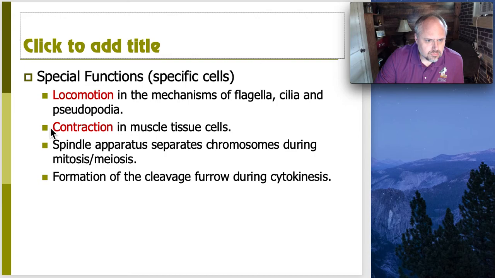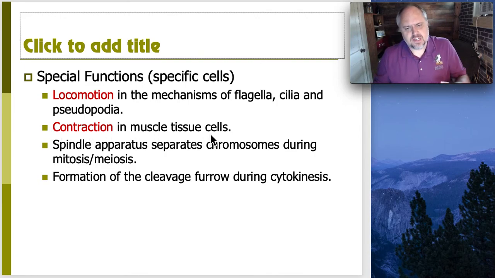The cytoskeleton is also used in contraction. If you've had anatomy, you've studied how the actin and myosin fibers in a muscle cell allow those muscle cells to contract. Myosin is a motor protein, and actin is a cytoskeleton fiber. So it's a somewhat modified version of a cytoskeleton in muscle cells that allows that to happen.